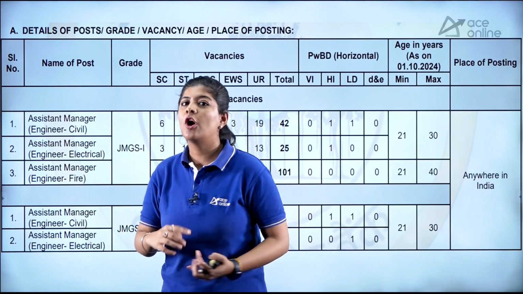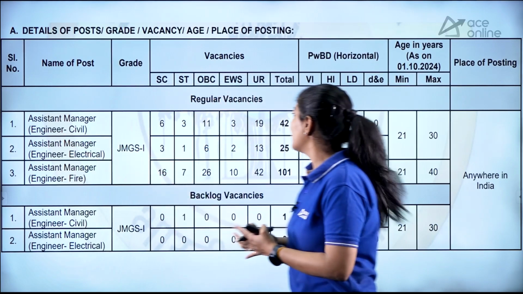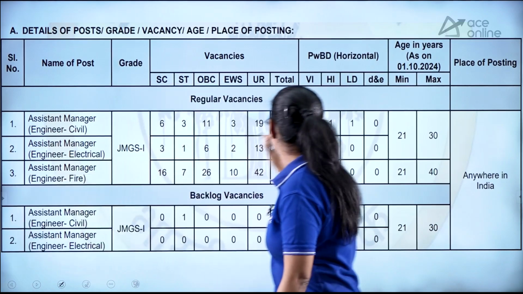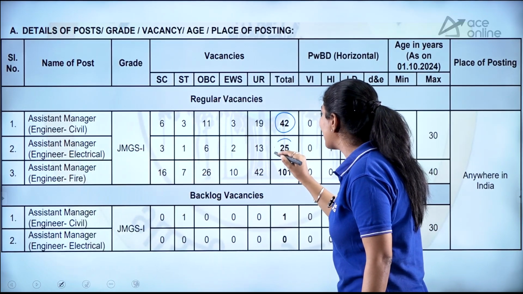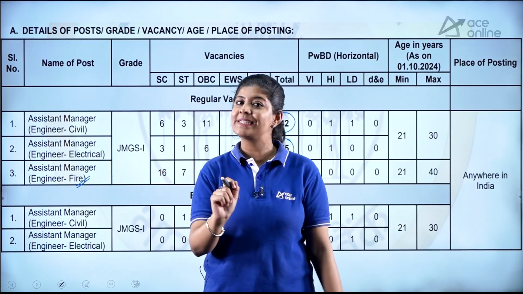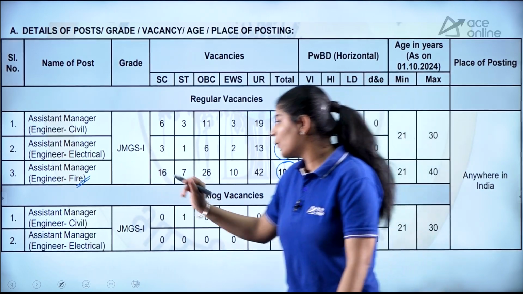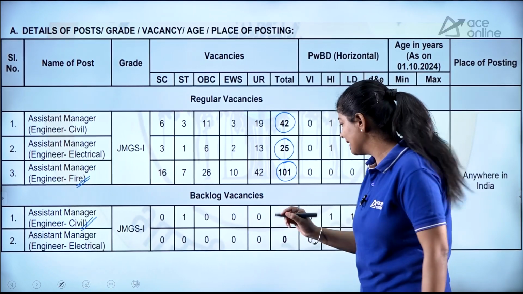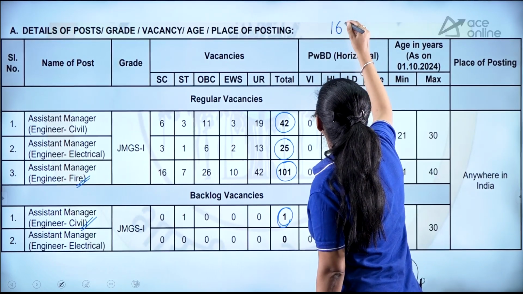Now if we talk about how many posts we are having for the specific category, for assistant manager civil we are having a total vacancy of 42. For the electrical one we are having 25 posts, and for the fire one we are having the maximum number of posts, which is 101. There's one more thing: there's one vacancy for the civil one which belongs to the backlog vacancy, and if you do the total we get 169 posts.